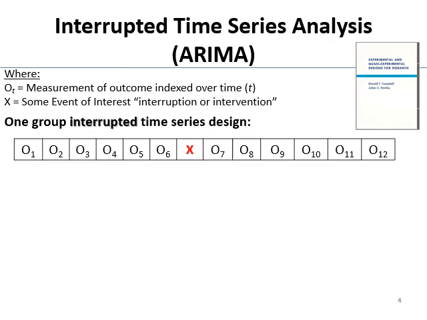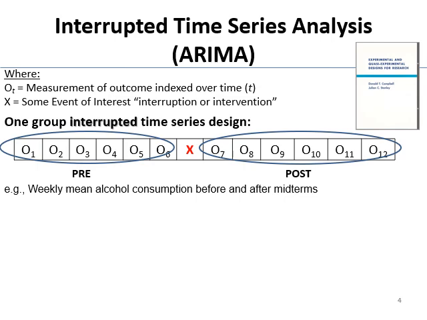All right, so you've got your pre-time period, you've got your post-time period. And so here it's weekly mean alcohol consumption before and after the midterms. Not the world's best design. The problem is if anything else happens during that time period that could have affected, in this case, weekly alcohol consumption besides midterms, like a sale or I don't know, there's no way to detangle that sort of confounding from the actual effect of midterms.